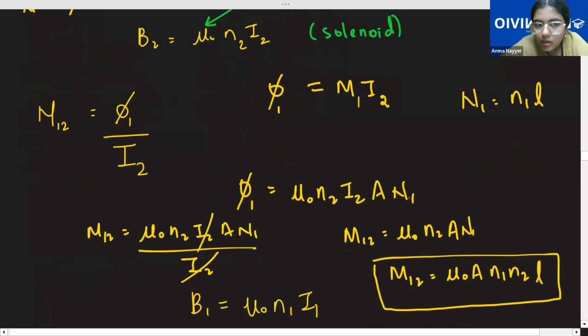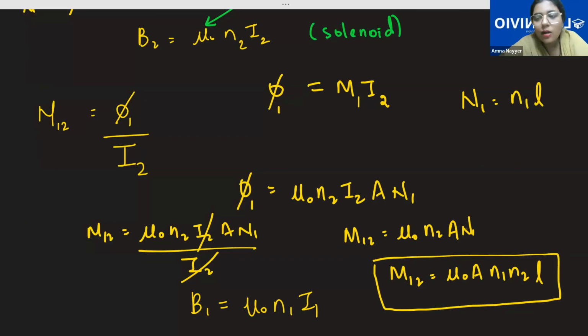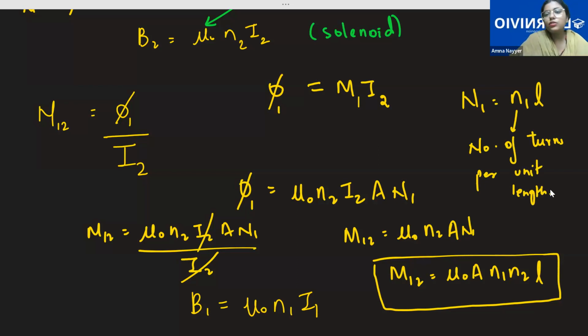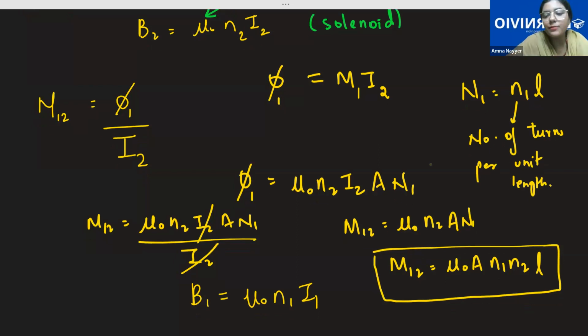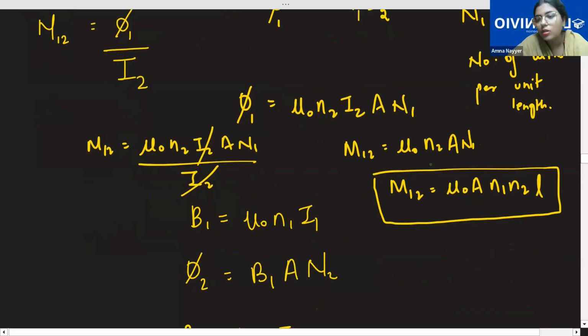When you put in the value, you divide it by I2, and I2 gets cancelled. So you get mu naught A N1. Now N1 can also be written as small n1 into L, because capital N is just the number of turns, while small n is the number of turns per unit length. So what do we get as mutual induction? Mu naught N1 N2 A.